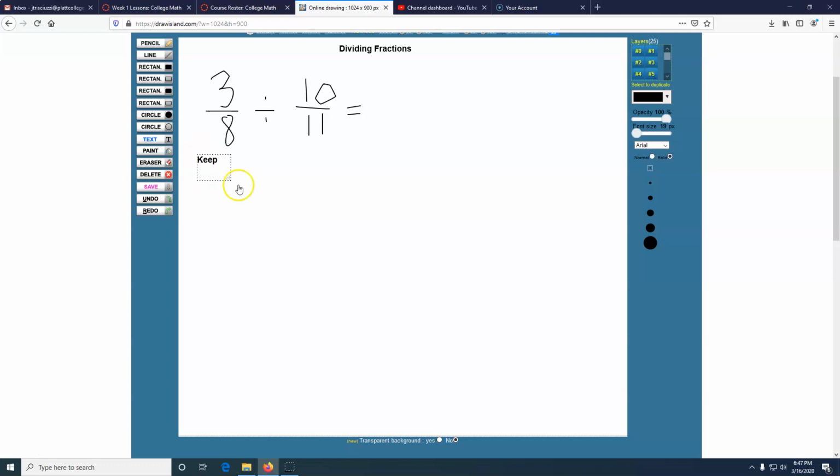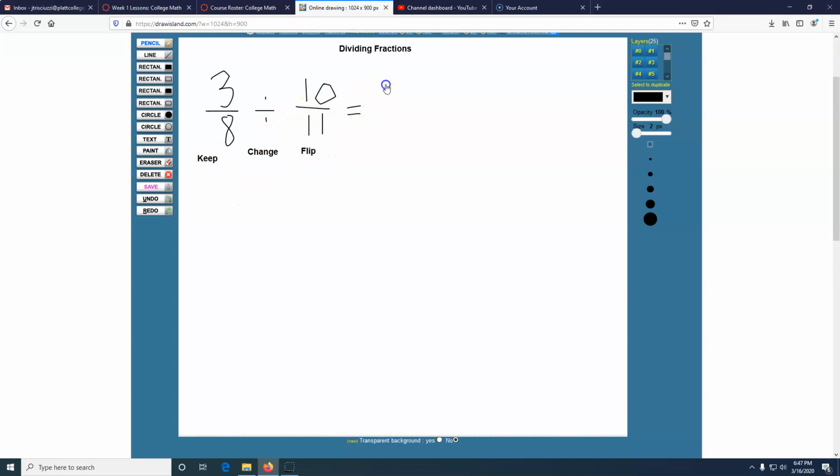So each step is a reminder of what we're going to do here. We're going to keep the first fraction exactly the same. We're going to change this problem from division into a multiplication problem. And we're going to flip the second fraction upside down. So keep, change, flip, or some people remember KCF.